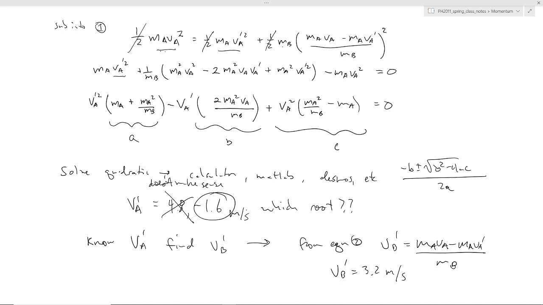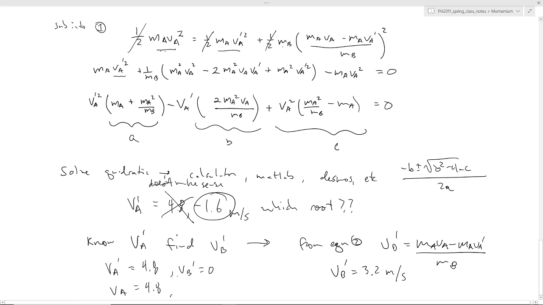So the reason that we chose the negative 1.6, just to clarify: if VA prime was 4.8, well, VA was also 4.8. So in order for that to work, VA prime being 4.8 would mean that VB prime would have to be 0. And that would be the same conditions as what we started with, which doesn't make any sense. It doesn't work for them to collide and for nothing to happen.